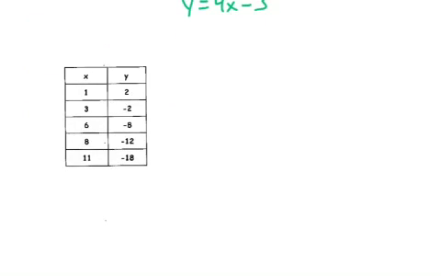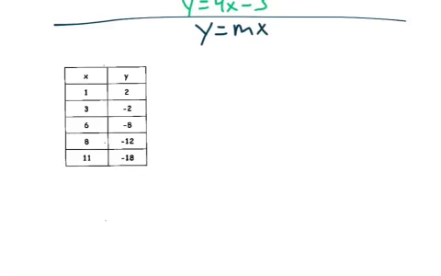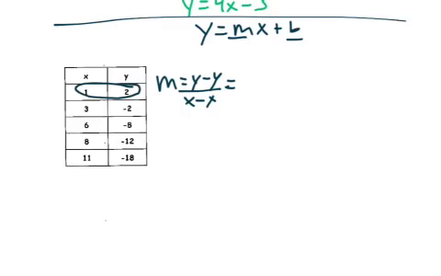Now again, let's write our y equals mx plus b, our slope-intercept form. Okay, so this table again, we need to find our two items. We need to find our m and our b. So m is y minus y over x minus x. So again, pick any two ordered pairs. In this case, I'll just choose the top one. There's my x, y. There's my x, y.